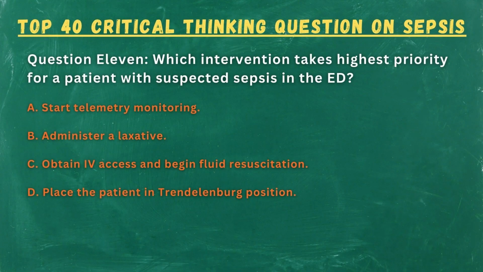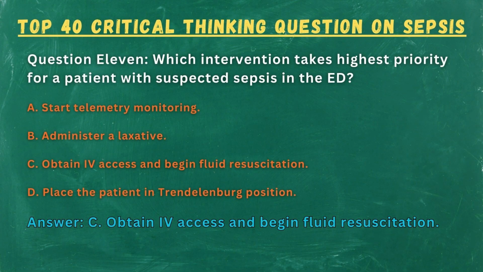Question 11. Which intervention takes highest priority for a patient with suspected sepsis in the ED? A. Start telemetry monitoring. B. Administer a laxative. C. Obtain IV access and begin fluid resuscitation. D. Place the patient in Trendelenburg position. Answer. C. Obtain IV access and begin fluid resuscitation.